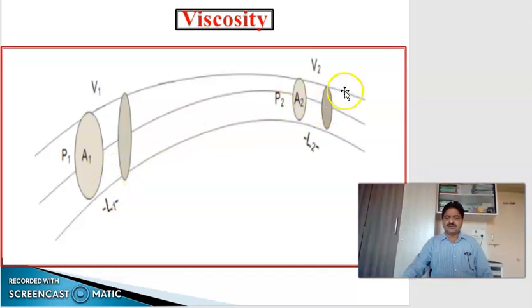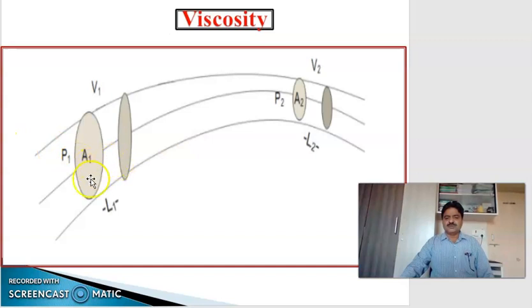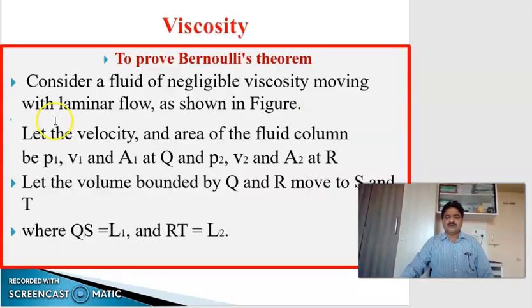Suppose this point is one point and this is another point. At the first point, pressure P1, area of cross section A1. Let the pressure, velocity and area of the fluid column be P1, V1 and A1 at point Q, and P2, V2 and A2 at point R. Let the volume bounded by Q and R move to S and T. Then QS is equal to L1 and RT is equal to L2.